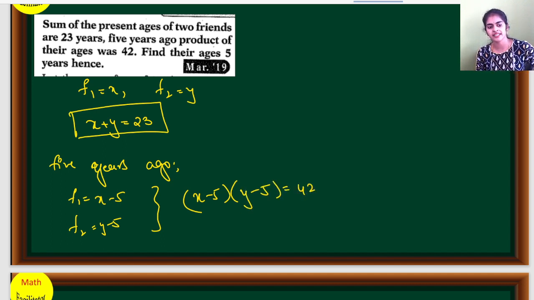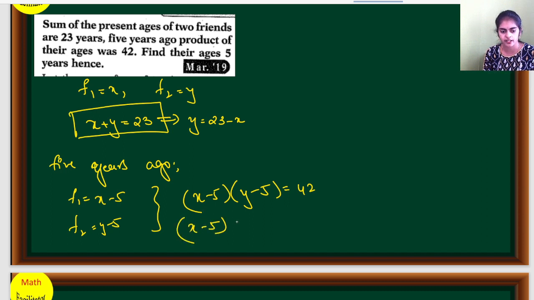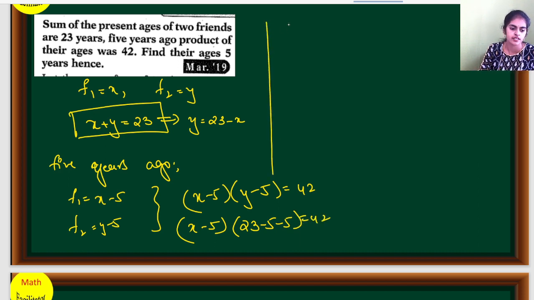So you have to find their ages 5 years hence. Okay, so X plus Y is 23, or from here I can write Y is 23 minus X. So this is X minus 5 into Y, I can write as 23 minus X minus 5 equals 42. So X minus 5 into 23 minus X minus 5. So 23 minus 5.